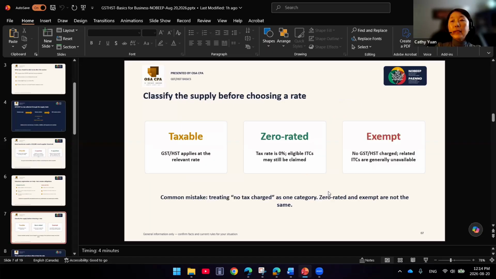And for the GST/HST, we have different tax rates, maybe zero tax or exempt. For zero tax, we also need to do the tax return. For exempt, for some nonprofit organizations or special goods, we don't need to charge. But, sorry, we do need to charge, but the rate is zero, so there is no tax.